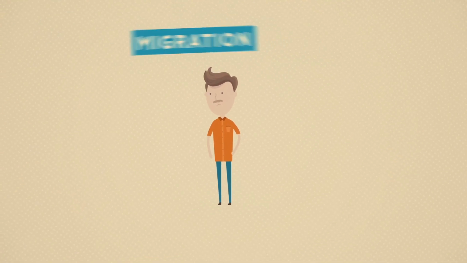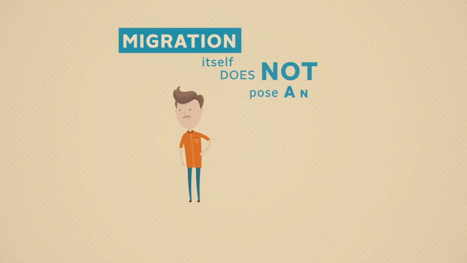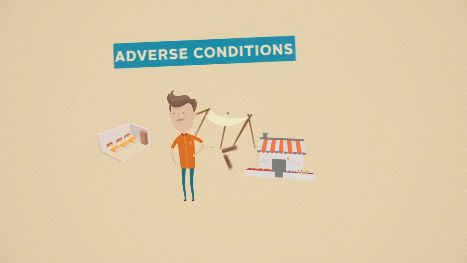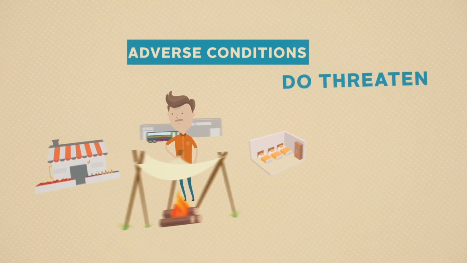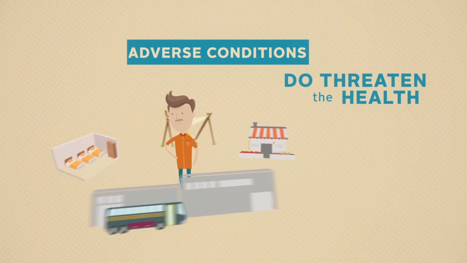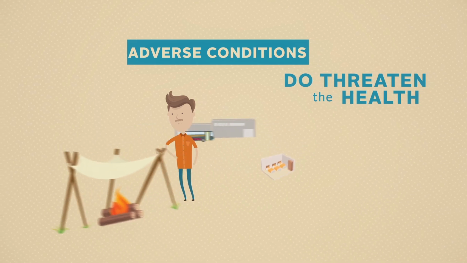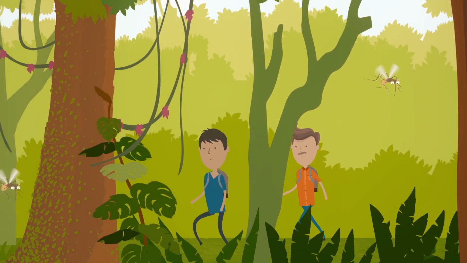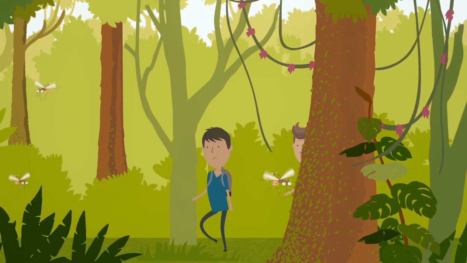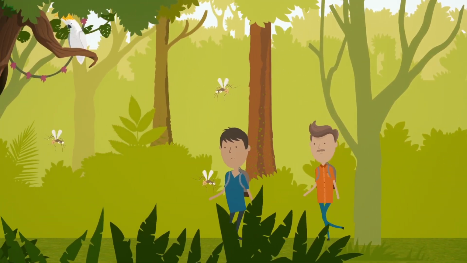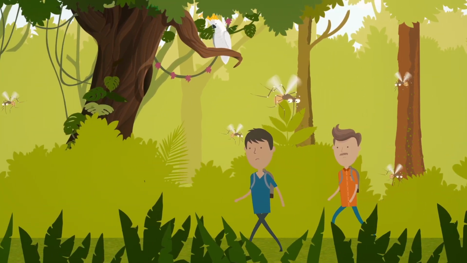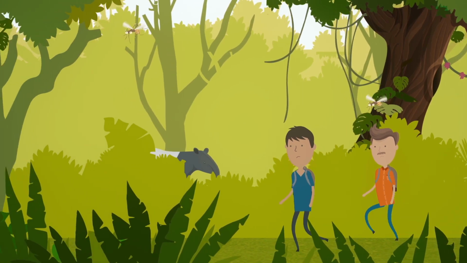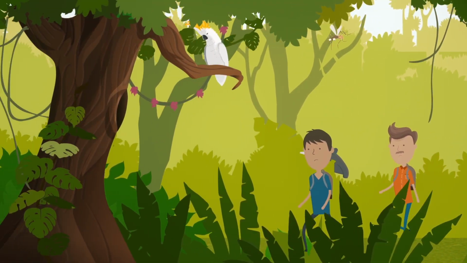So we know that migration itself does not pose any health risks. However, all the adverse conditions found along the migration route do threaten the health of migrants and communities living in areas of transit, destination, and return. Health is determined by the conditions under which people migrate, the state of the places they pass through, and the spaces where they stay and work. More so when there is no access to information or preventive health measures and services.